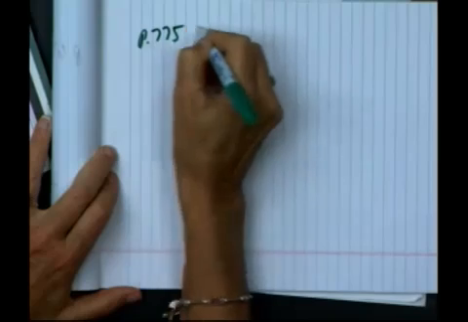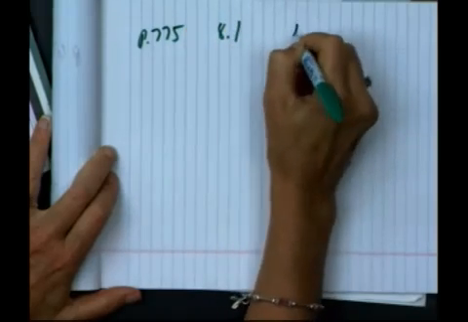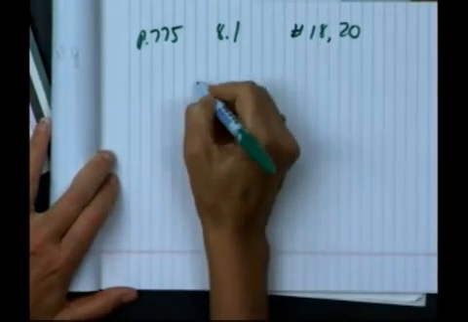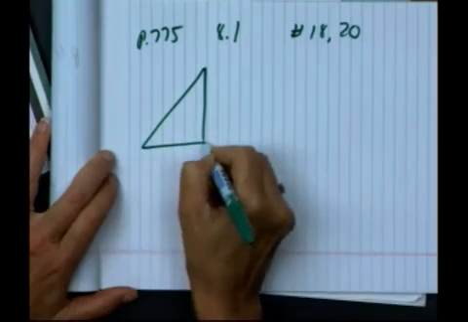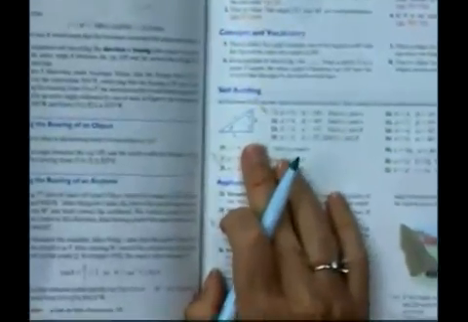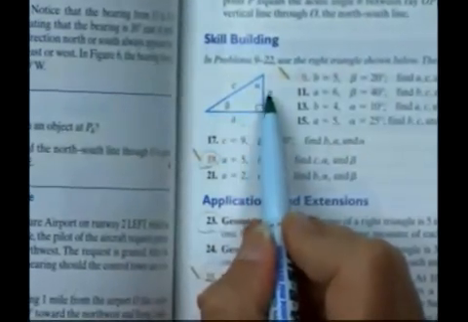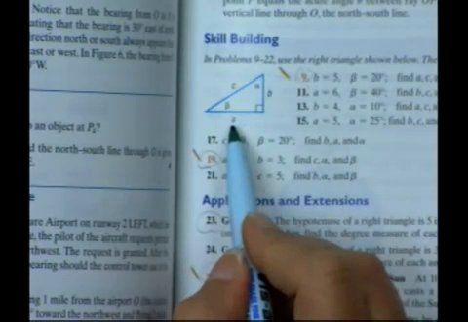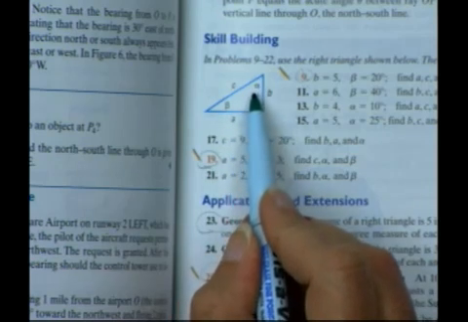All right. Question was, setting up your triangle, we're on page 775 in 8.1, and we had questions number 18 and 20. All right, let's first draw the right triangle. I'm just copying out of the book. Just wanted you to see where this is coming from. They're giving you a picture of a right triangle. Notice opposite side B is angle beta. Opposite side A is little alpha.